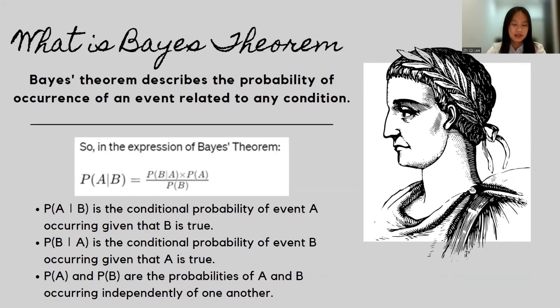Probability A given B is the conditional probability of event A occurring given that B is true. Probability B given A is the conditional probability of event B occurring given that A is true. Probability A and probability B are the probabilities of A and B occurring independently of one another.